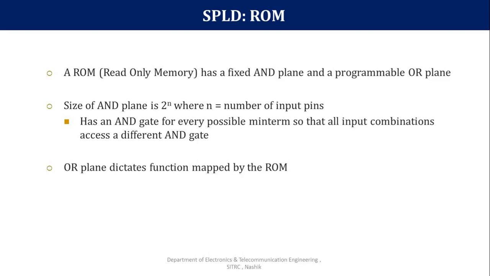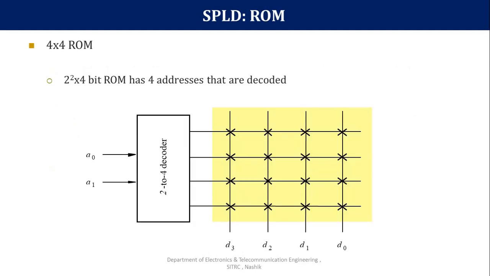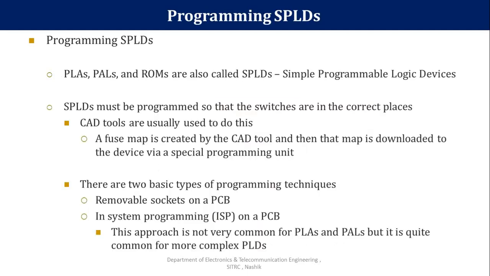It has an AND gate for every possible minterm, so that all input combinations access different AND gates. And the OR plane dictates the function mapped by the ROM. Here you can see the diagram of ROM. 2 inputs hence require a 2 to 4 decoder. 2^n is 2^2, 4, so a 2 to 4 decoder, and after decoding it will make the connections, and we can use them to read the particular locations here. D3, D2, D1 and D0, these are the particular outputs read from the memory.